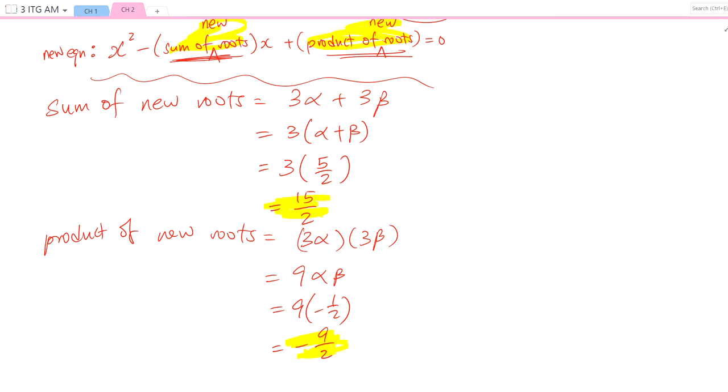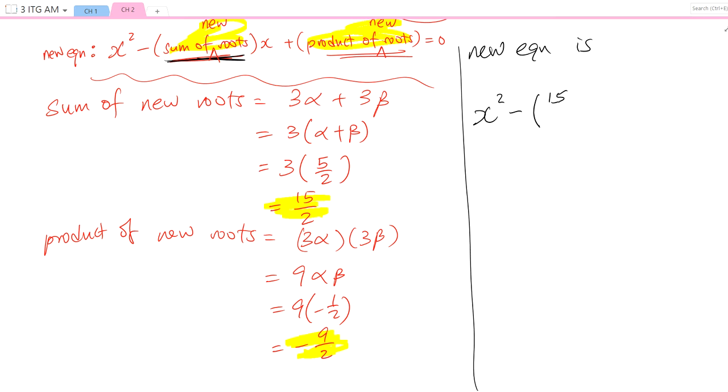Let me write it down on the side. So the new equation is x squared. The coefficient of x squared is 1 because according to our textbook, page 46, which we have already derived, the coefficient is going to be 1 because we divided throughout by 8. Okay, so x squared minus what? Sum of roots. Today our sum of new roots is 15 over 2.